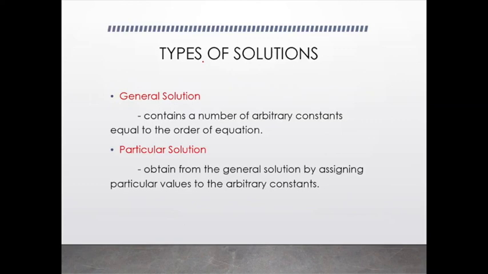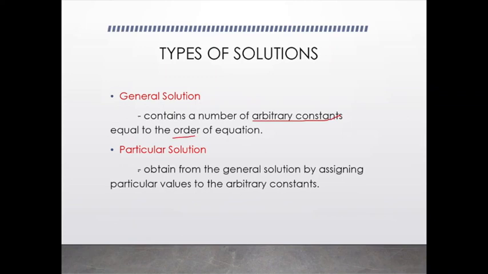So we have two types of solutions: the general solution and the particular solution. A general solution contains a number of arbitrary constants equal to the order of the equation. Since we'll be dealing with first order differential equations first, the general solution that we will be obtaining for each first order differential equation is only one. Again, the number of arbitrary constants is dependent upon the order.